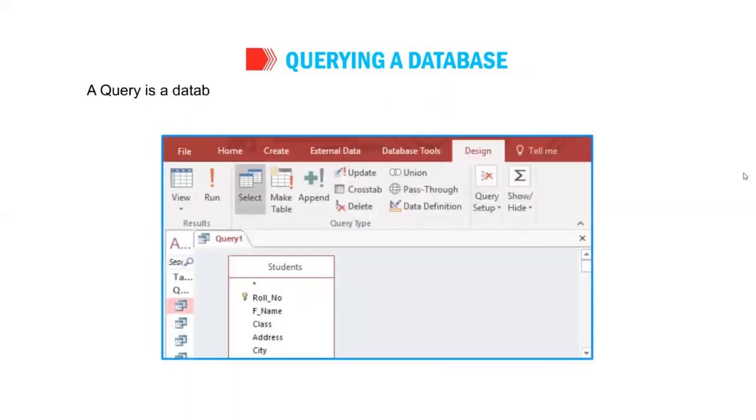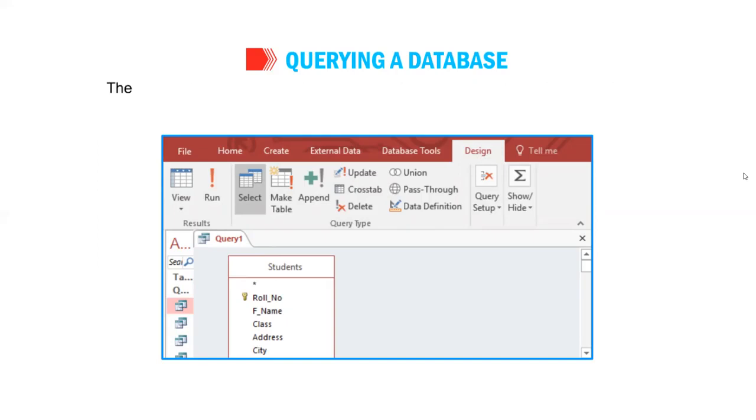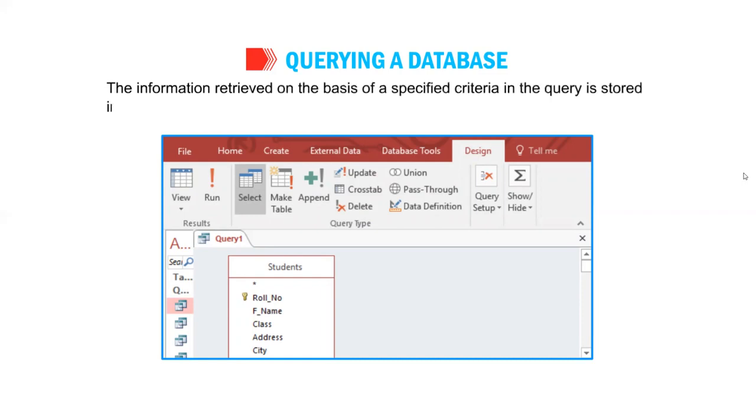A query is a database object that helps a user to retrieve and view information from one or more database tables that meet a specific condition or criteria specified by the user. The information retrieved on the basis of specified criteria in the query is stored in a separate table called the query table.